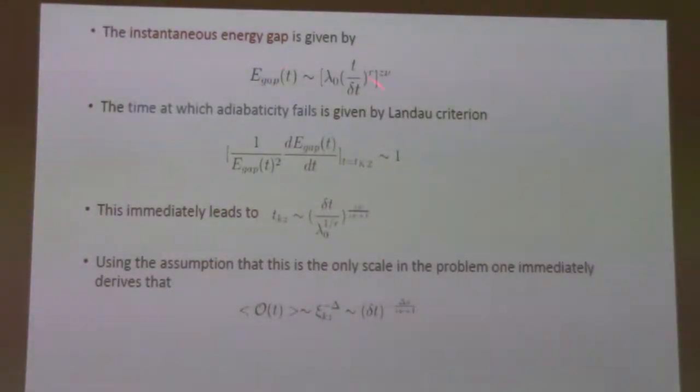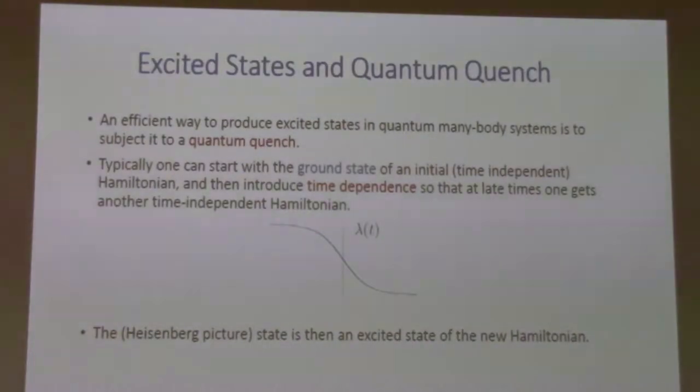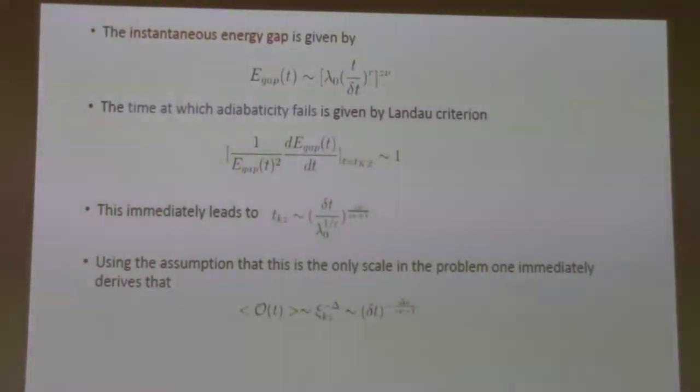The adiabatic expansion is controlled by this quantity, which is the derivative of the energy gap divided by the gap squared, as appears in adiabatic perturbation theory. And the Landau criterion tells you that this object has to be much smaller than 1 for the adiabatic expansion to work. Therefore, I can determine the time at which the adiabatic expansion fails by requiring this quantity to be order 1. Plugging this into that, you get that t_KZ is given by this quantity. And using the assumption that this is the only scale in the problem, every quantity has to scale as some power of that scale by appropriate dimensional analysis. And this immediately gives a scaling result, for example, for the one-point function as a function of the quench rate.